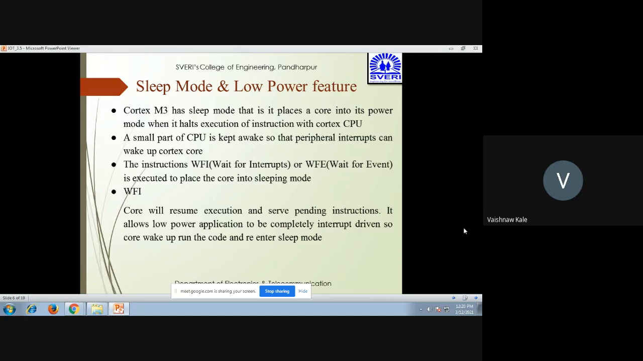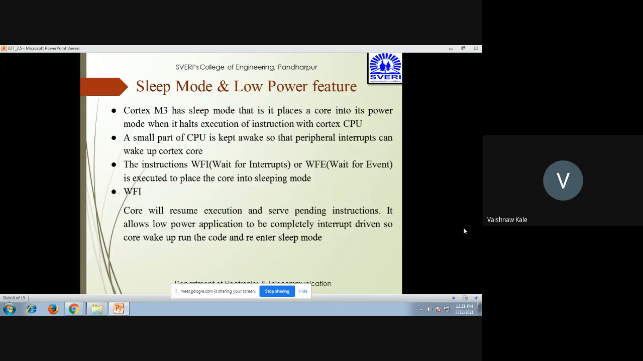And why is that kept? Because in order to give an interrupt so that it can wake up, otherwise it will be continuously in the sleep mode. See why we are putting it into the sleep mode: because when Cortex M3 goes into sleep mode, there is less power consumption, and because of this less power consumption you can have a long battery life. Now a small part of the CPU is kept awake so that a peripheral interrupt can wake up the Cortex core, otherwise it will be continuously in sleeping mode.